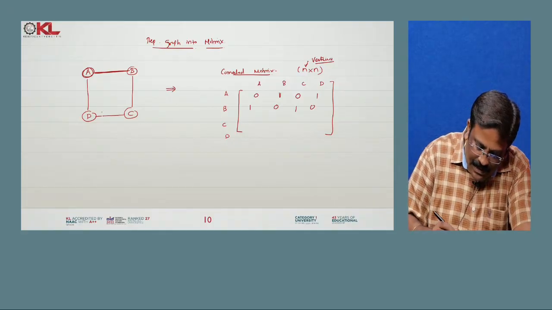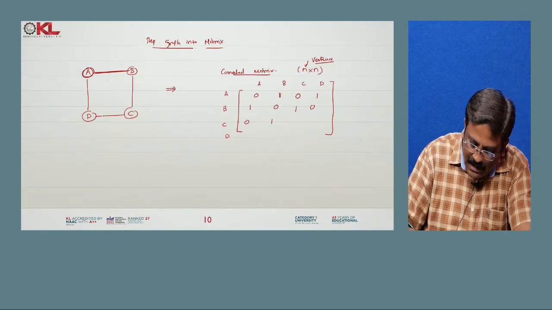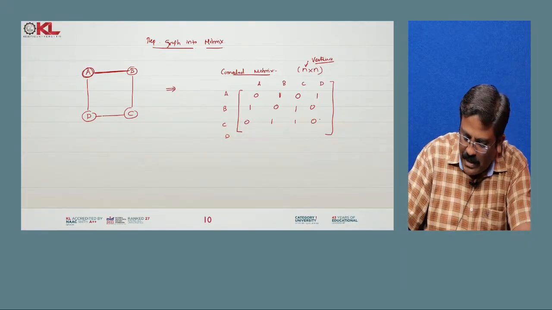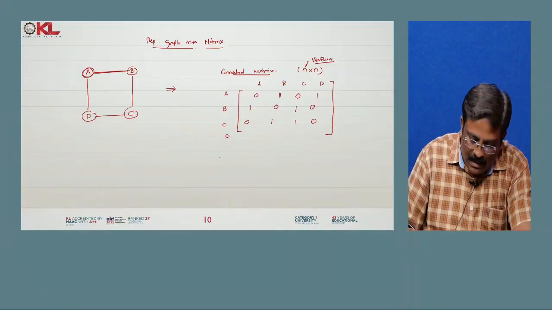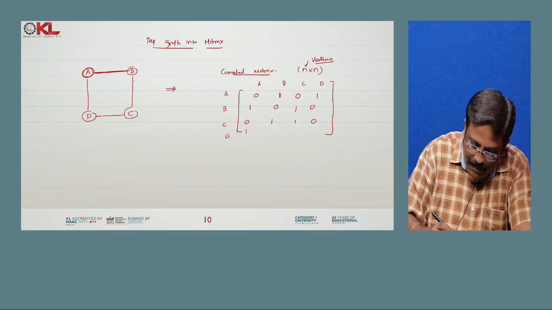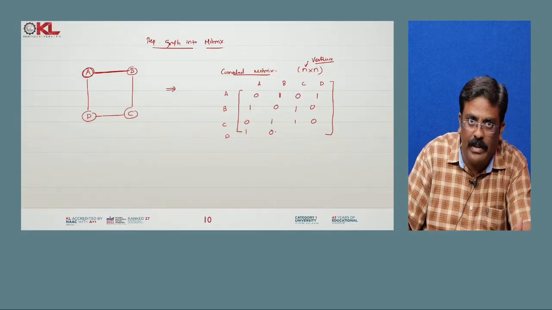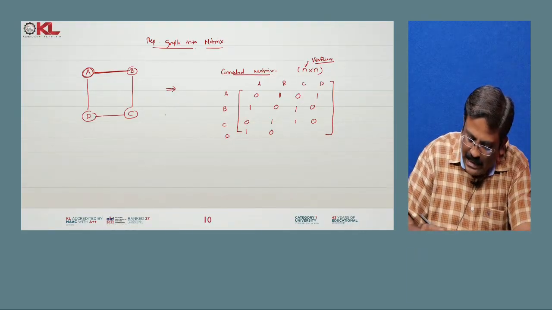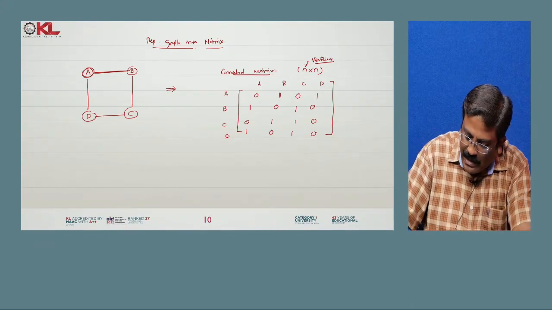Okay. C to A there is no edge present, and C to B there is an edge present, C to D there is an edge present, and C to A there is no edge, 0. Same way we can write D. D to A there is an edge present, and D to B there is no direct edge, and D to C there is an edge, and D to D there is no edge actually.